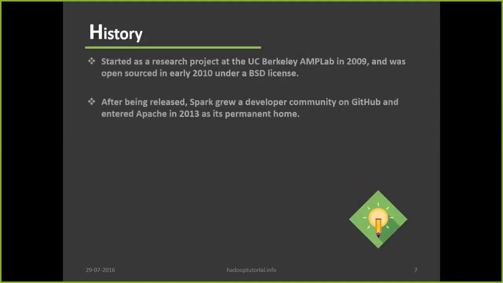Okay, so coming to its history. It started as a research project at the UC Berkeley AMP Labs in around 2009, and it was first open sourced in early 2010. After being released, Spark grew a developer community on GitHub. So it was released on GitHub and entered into the Apache ASF around 2013.